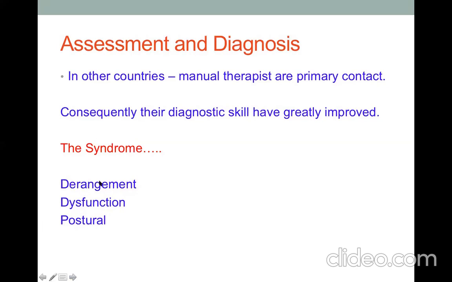The derangement syndrome is basically related to your disc. The dysfunction syndrome is basically related to all other connective tissue except disc. Or you could also keep disc into this as well. Okay, so derangement, typically they are talking about the disc. Dysfunction is related to all the connective tissue surrounding the lumbar joint.